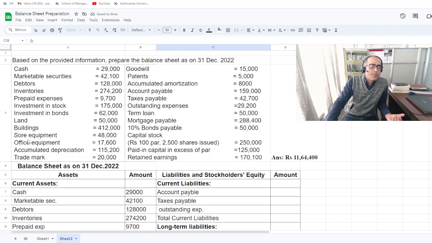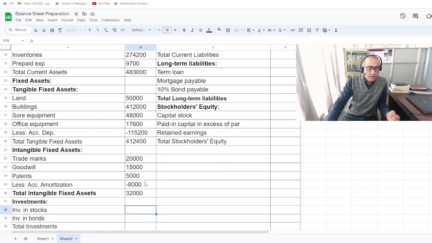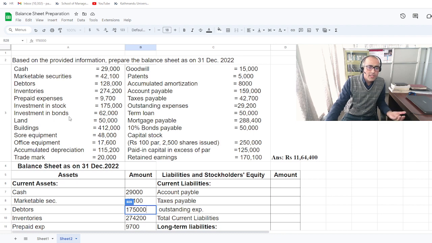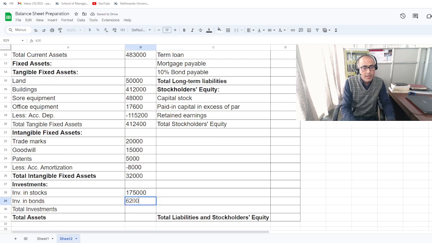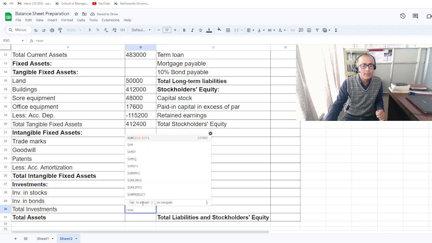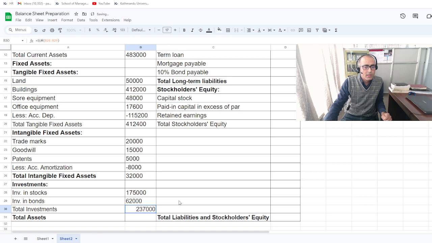Now look at your investment. Investment is also an asset. The company invested in stock is 1,75,000. Similarly, investment in bonds is a long-term investment. Investing in bonds, remember, is less risky than investing in stock. That is part of your investment. Investment in bonds is 62,000. Now you just total: total investment is 2,37,000.